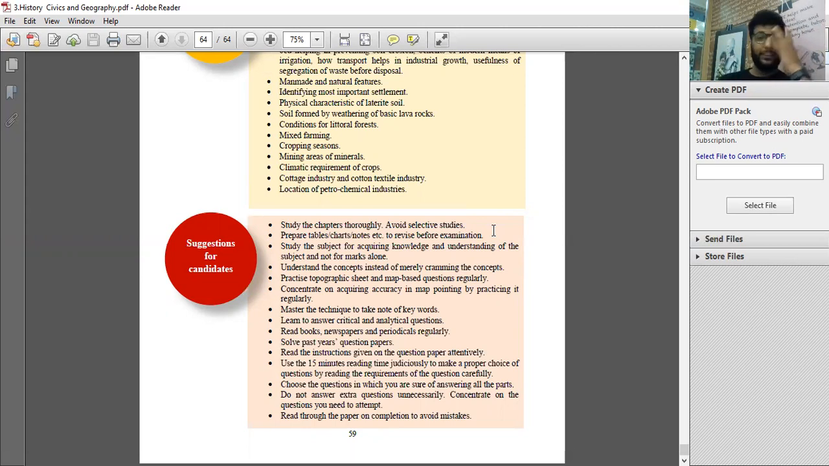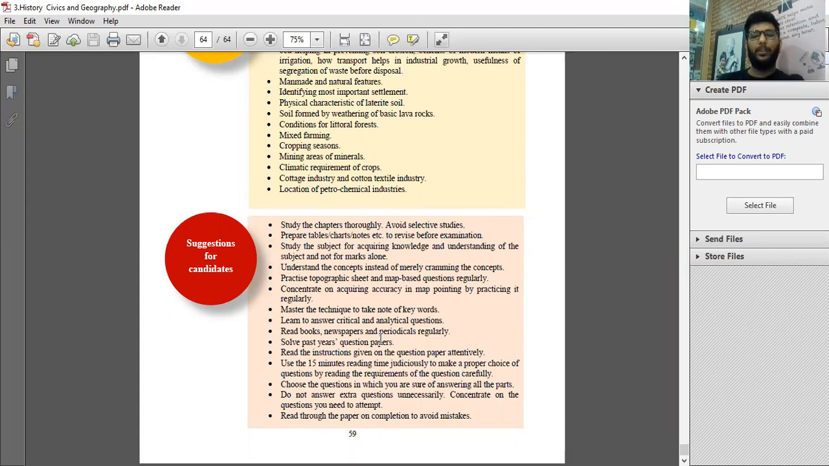Give yourself time. While reading the question, understanding which question you are attempting and which not will play such an important role. Master the technique of taking note of keywords, those keywords which have to be implemented in your answers. Please do that. Remember, when you're doing map marking, you point the arrow towards that particular place, not towards a name. So the name is here, point the arrow towards the marking. So be careful with that.